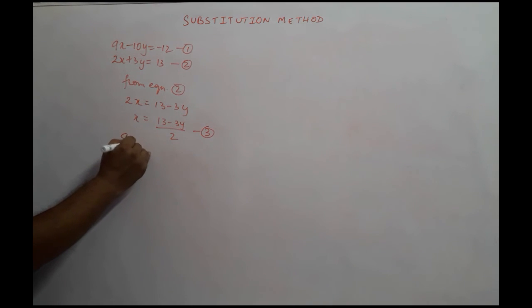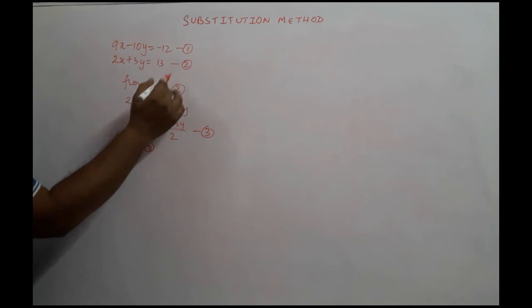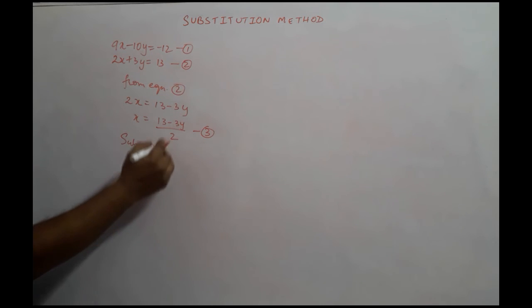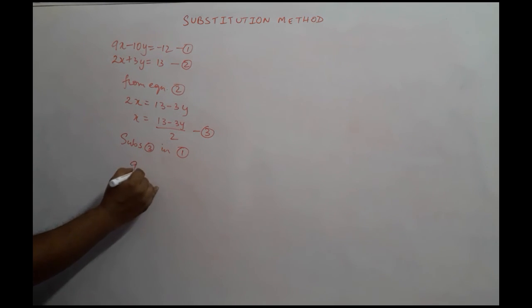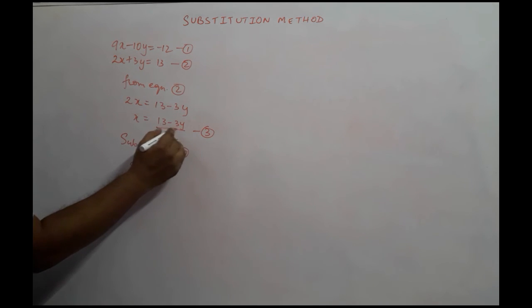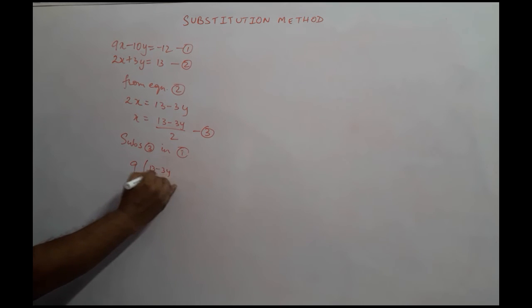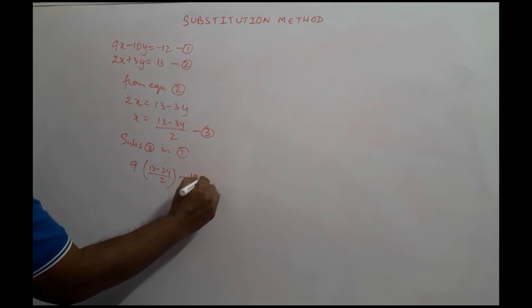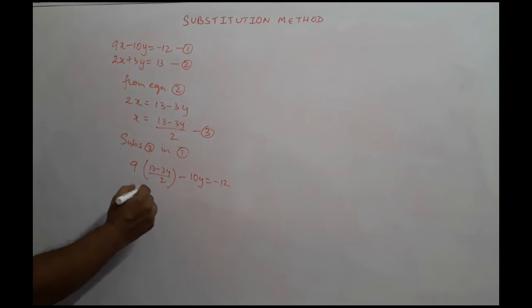And now we'll substitute 3 in 1, since we have derived the value of x from equation 2. So substitute 3 in 1. So 9, instead of x, we put the value of x which we have derived: 13 minus 3y upon 2, minus 10y equal to minus 12.